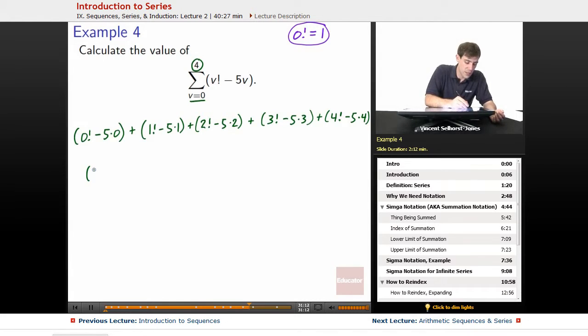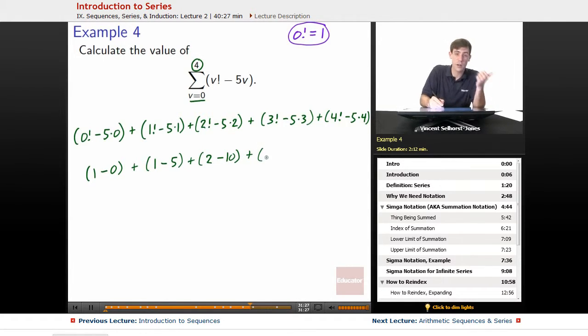So 0 factorial gets us 1, minus 5 times 0 is 0, plus 1 factorial is just 1 times itself, so 1 minus 5 times 1, 5, plus 2 factorial, 2 times 1, so 2 minus 5 times 2, 10, plus 3 factorial, 3 times 2 times 1, so 6, minus 5 times 3, 15, plus 4 factorial, 4 times 3 times 2 times 1, 24, minus 5 times 4, 20.